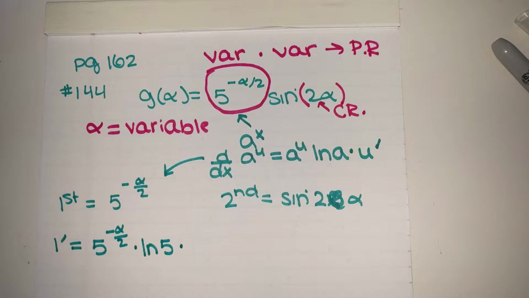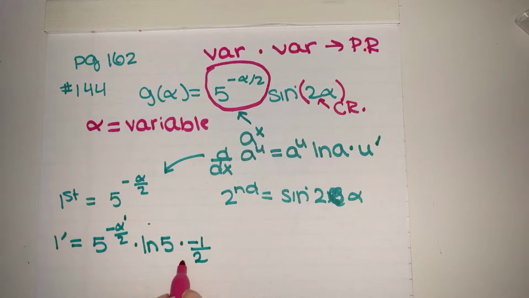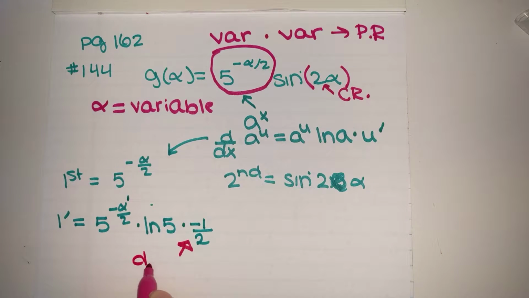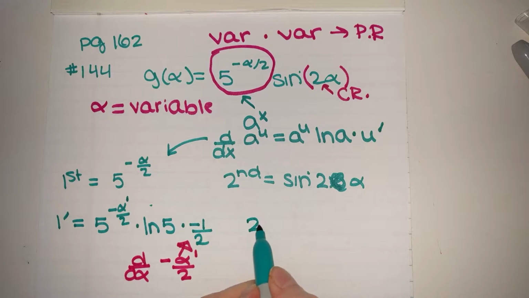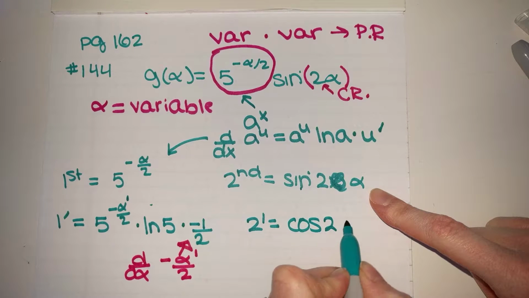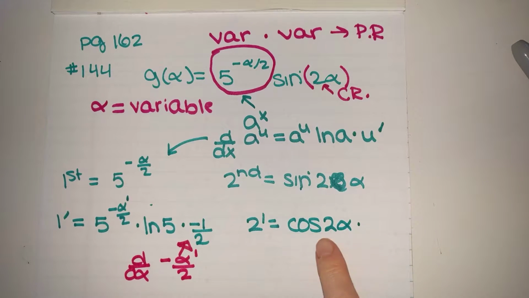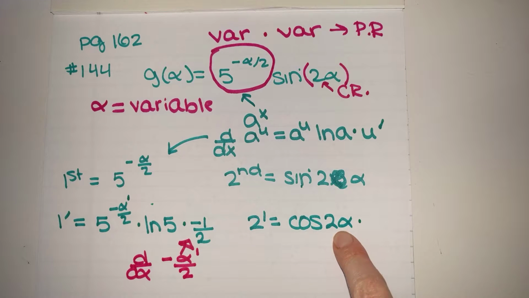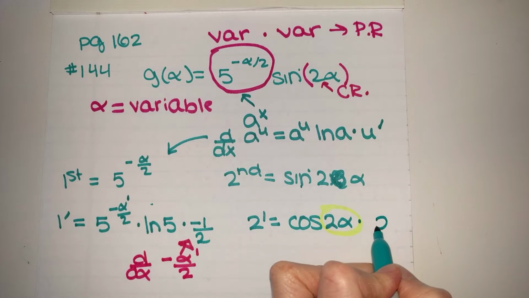Now, alpha over 2 is a linear term. So when we take its derivative, we will have negative 1/2. So again, just to emphasize, this negative 1/2 is coming from the derivative with respect to alpha of negative alpha over 2. And it's a linear term, so it's just going to be negative 1/2. Now, for our second function, its derivative of sine is going to be cosine of 2 alpha. And then because we have something besides just alpha, we have to multiply by the derivative of the inside, and that derivative will just be 2.